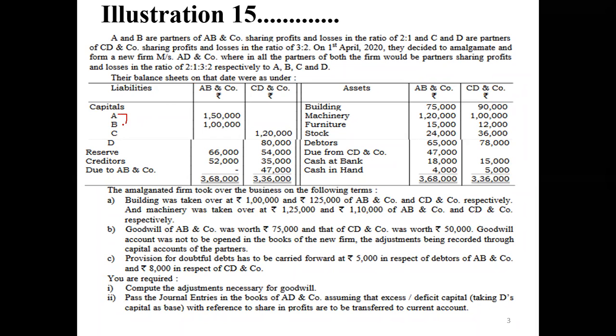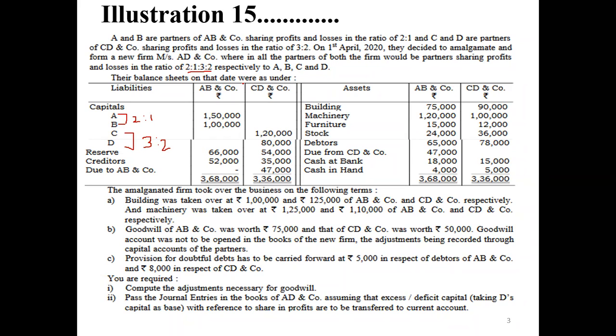So A and B are partners in the ratio of 2:1, and C and D are partners of CD and Company, sharing profit and loss in the ratio of 3:2. On 1st April 2020, they decided to amalgamate and form a new firm, Messrs AD and Company, wherein all the partners of both the firms would be partners sharing profit and loss in the ratio of 2:1:3:2 respectively to A, B, C, D.